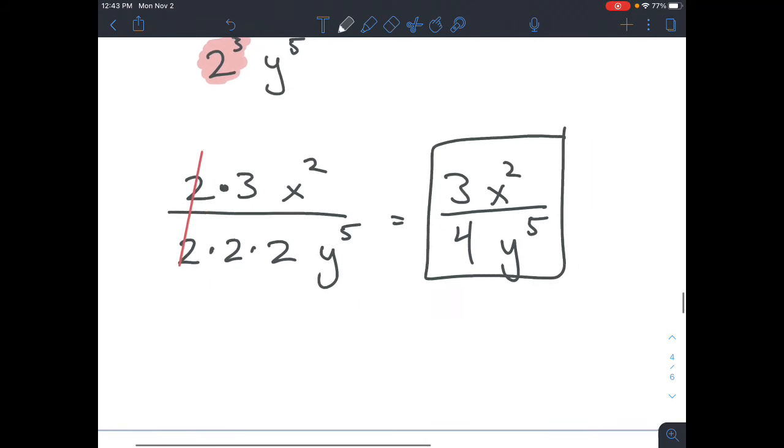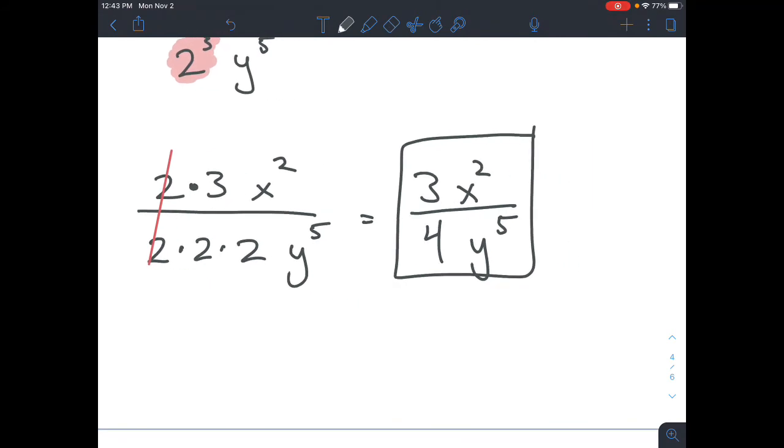That is fully simplified now because I don't have any zero exponents or negative exponents. All the like bases have been combined, and I have simplified all of my numbers.